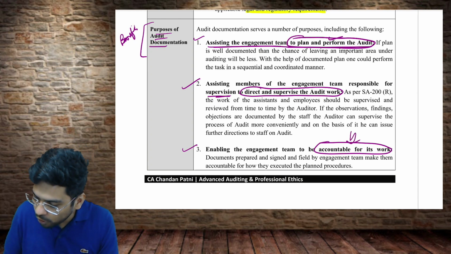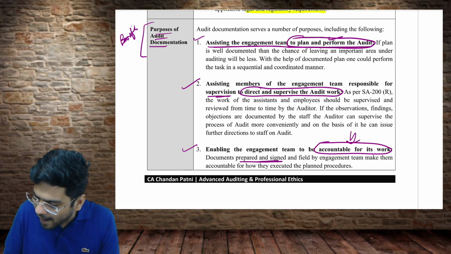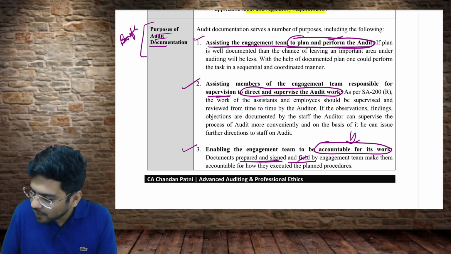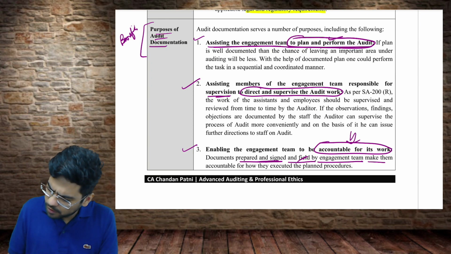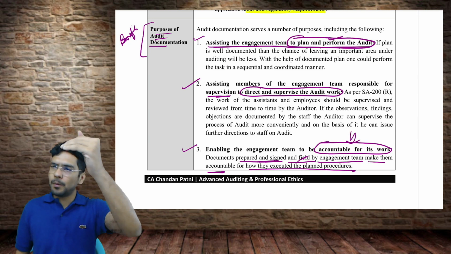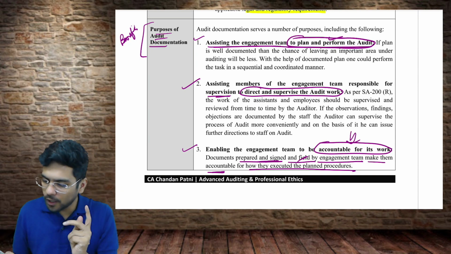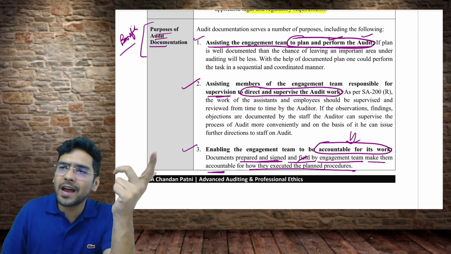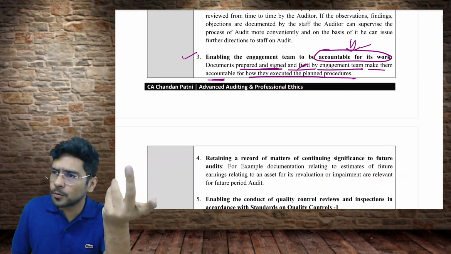Why? Because I told you, documents prepared are signed and filed by the engagement team, to make them accountable for how they executed the planned procedure. So they will prepare the document, they'll sign it, they'll file it. So this will make them what? Accountable. Okay, 3 points. What are the 3 benefits, or let's say purposes? Basically, plan and perform the audit, supervise, direct. Third, it will hold you responsible for the work done.